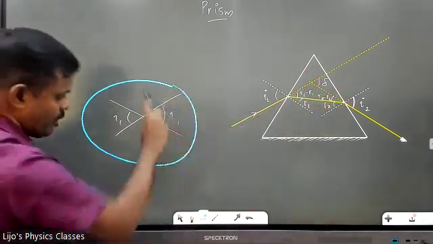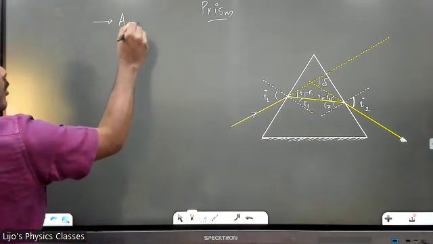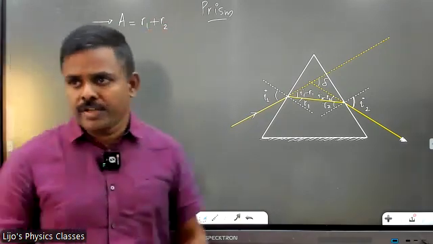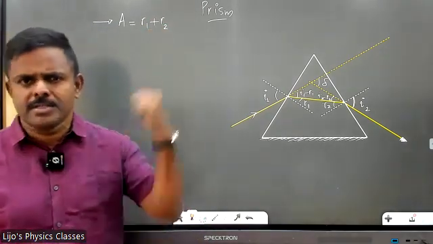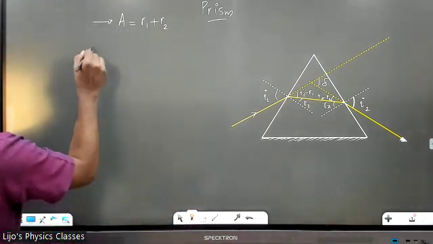Now I'll write down the equations. First equation you have is A is equal to R1 plus R2. We derive this in between, but this won't come in numericals, but I'm just writing it down. A is equal to R1 plus R2.